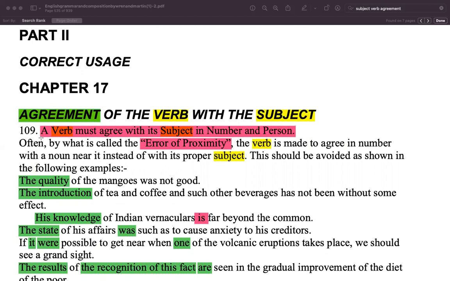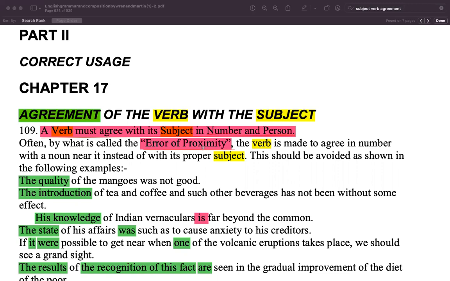So the first part points out that a verb must agree with its subject in number and person. Generally, this is the first rule, which indicates that a verb must agree with its subject if the subject is in a number and also on the basis of the person, right? Often by what is called the error of proximity. Now, what do you mean by error of proximity? That's called an error of nearness.